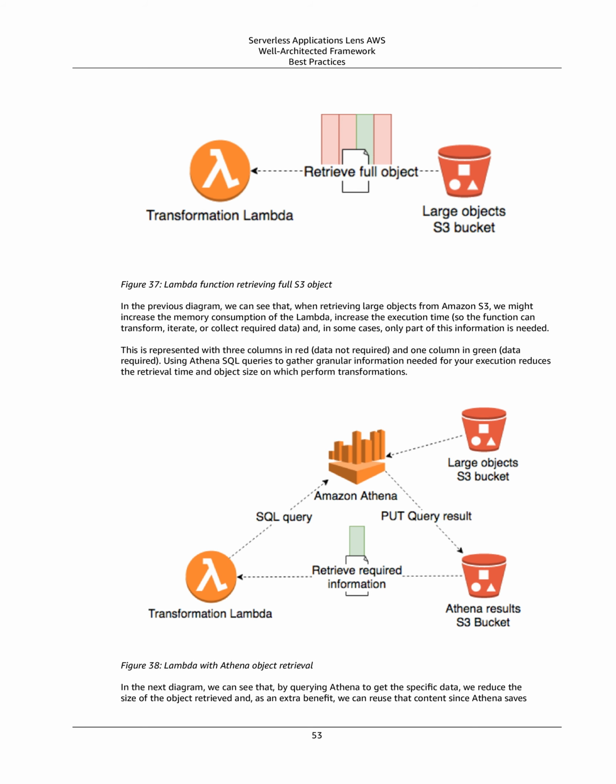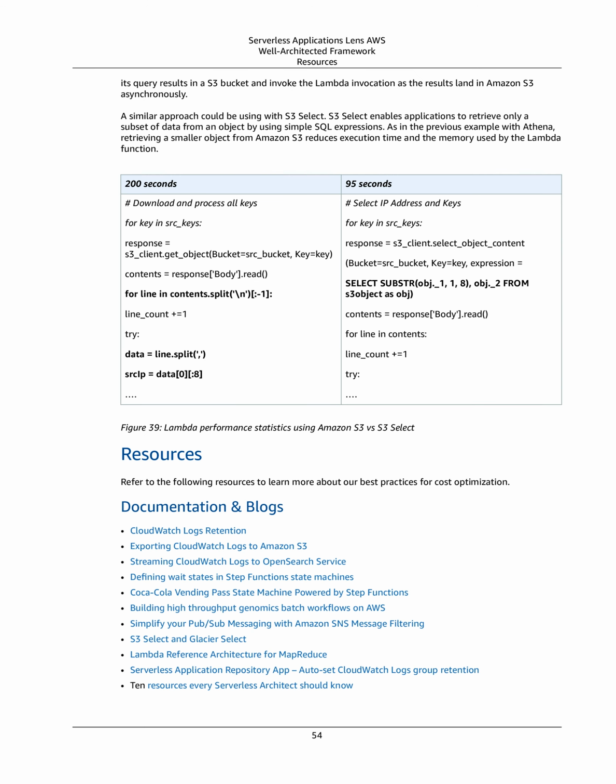Using Athena SQL queries to gather granular information needed for your execution reduces the retrieval time and object size on which you perform transformations. In the next diagram, we can see that, by querying Athena to get the specific data, we reduce the size of the object retrieved and, as an extra benefit, we can reuse that content since Athena saves its query results in an S3 bucket and invokes the Lambda function asynchronously as the results land in Amazon S3.